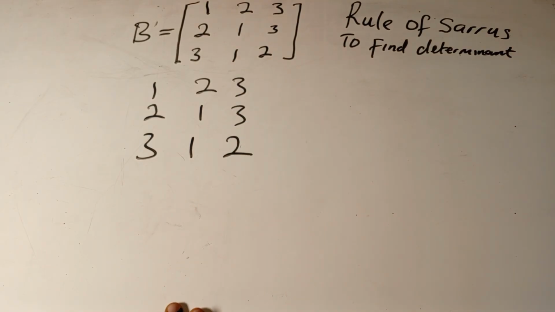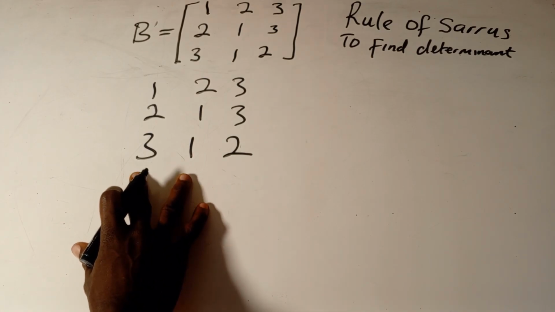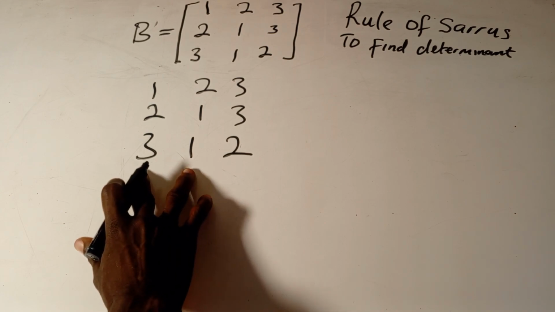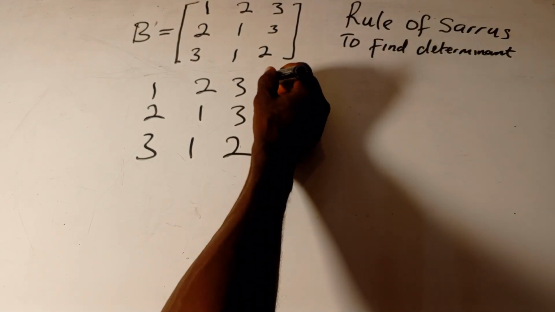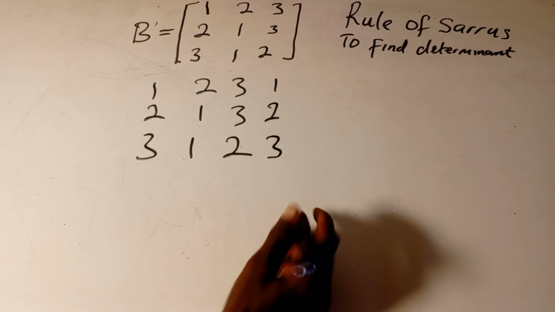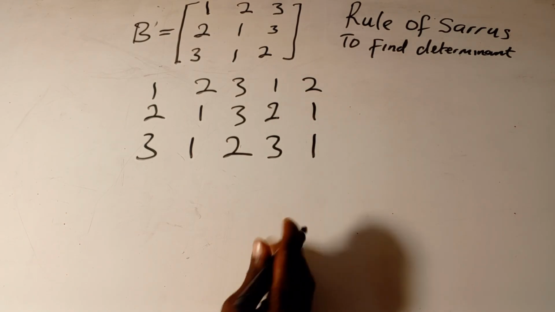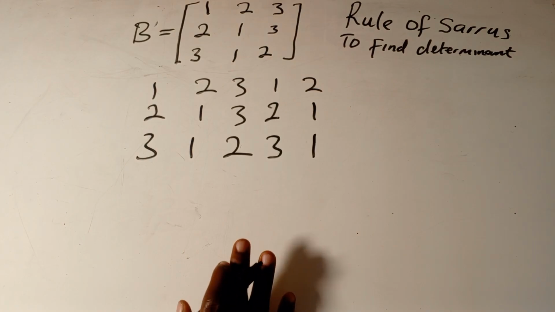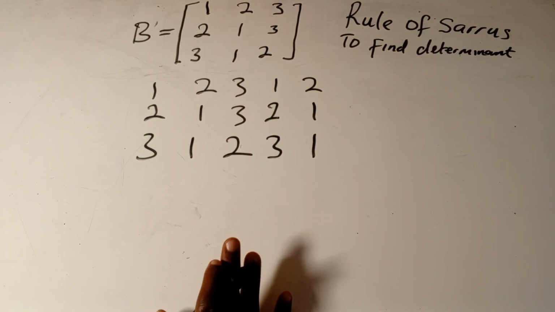Then the next thing to do is to replace the first two columns. That is, we are going to add the first two columns to the matrix. So we are going to have 1 2 3, 2 1 1. That is the system of finding the determinant using the rule of Sarrus.